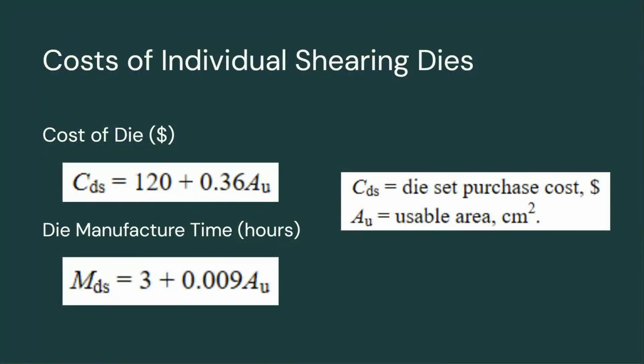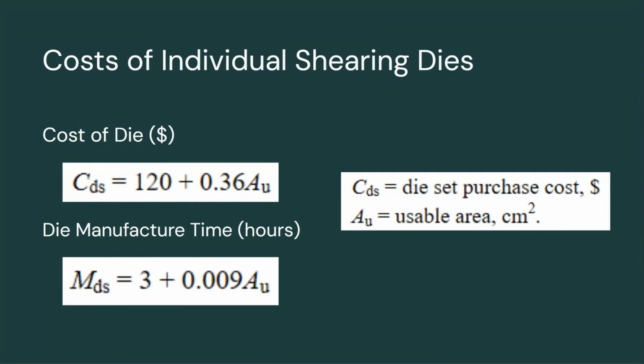I'm not going to get super deep into the costs of shearing dies, but to give you an overview of what factors influence the cost. First of all, the cost of the die. Through empirical testing, formulas have been found. This one, the cost of the die is 120 plus 0.36 AU. AU is the usable area of the die. So, the larger your part, the larger the cost of the die, and it follows this relationship.